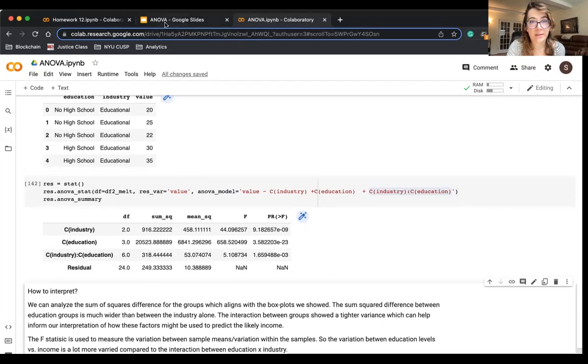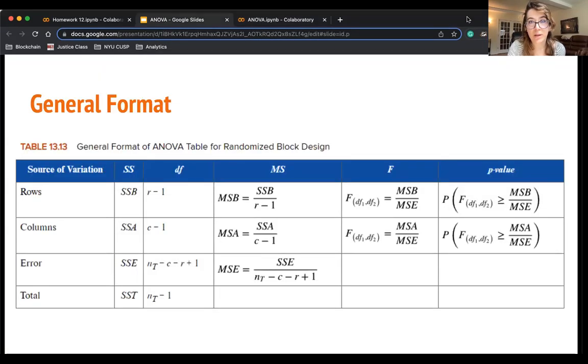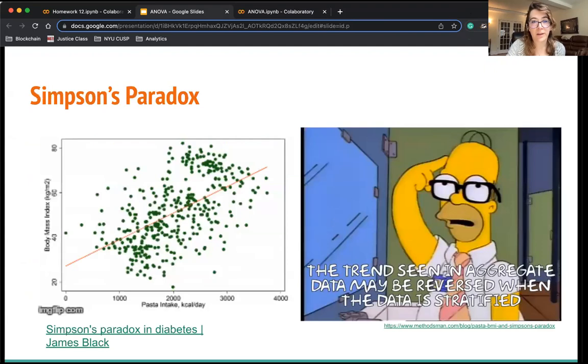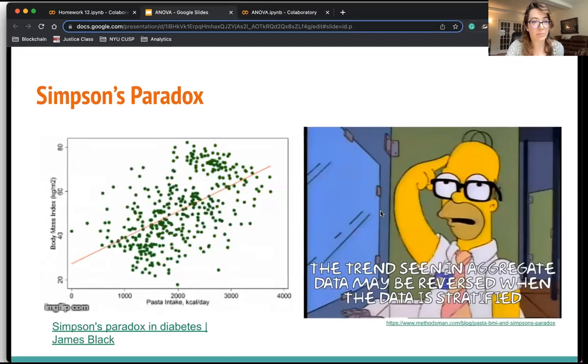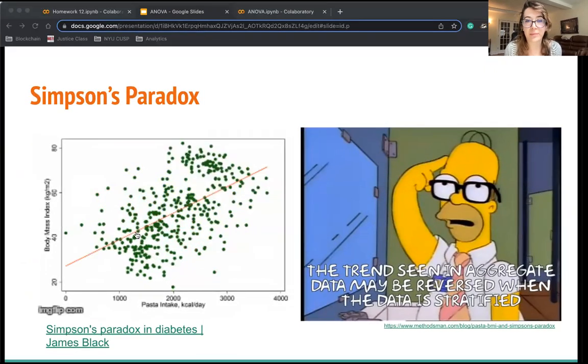And lastly, I want to just talk about this pretty key caveat when we are talking about this ANOVA framing. When we have interaction between things, that's called Simpson's paradox, which is defined as any trend seen in aggregate data that could be reversed if we were to split the data into different groups.